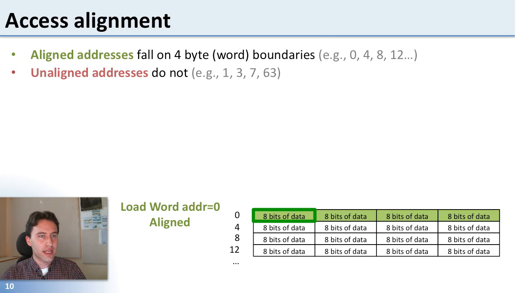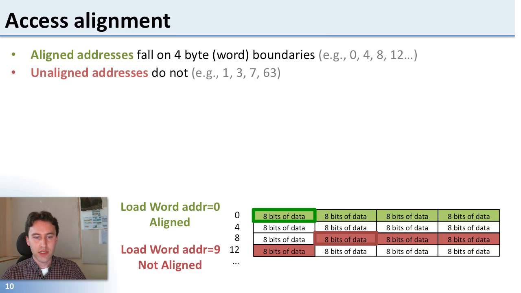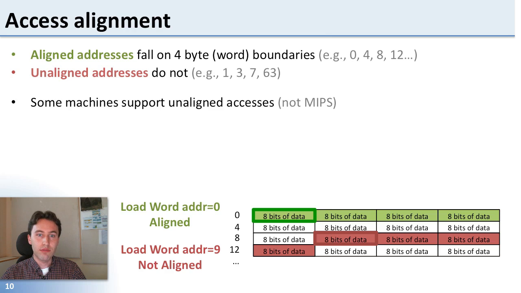If I have unaligned addresses, those are ones which are not on word boundaries. So 1, 3, 7, 63, all of those will be unaligned accesses. So if I go to load address 9, this is going to be unaligned because the word of data at address 9 is not aligned to 1 word in memory, it splits across 2 of them. So this is a not aligned access. The reason you care about this is some machines support unaligned accesses and some don't. MIPS does not support this.